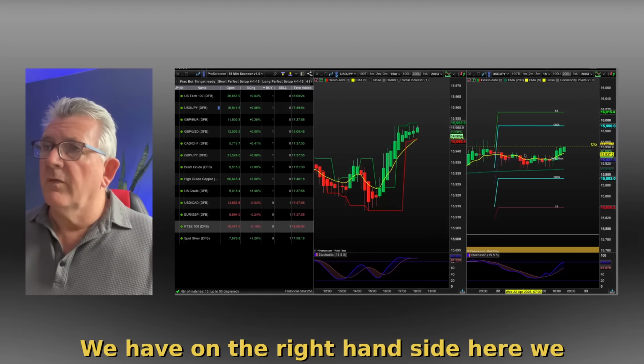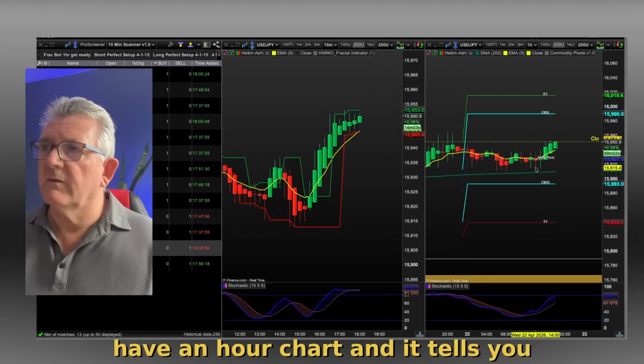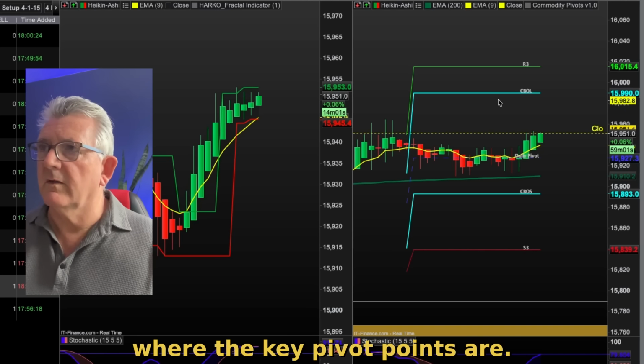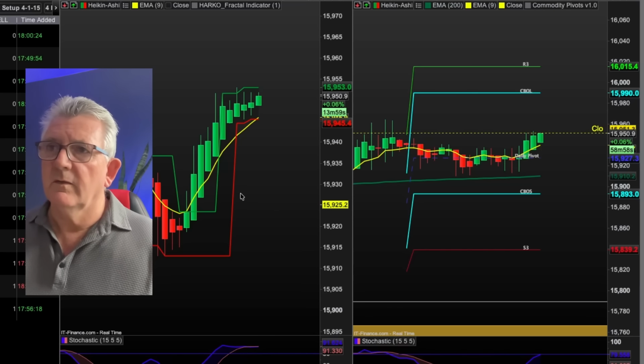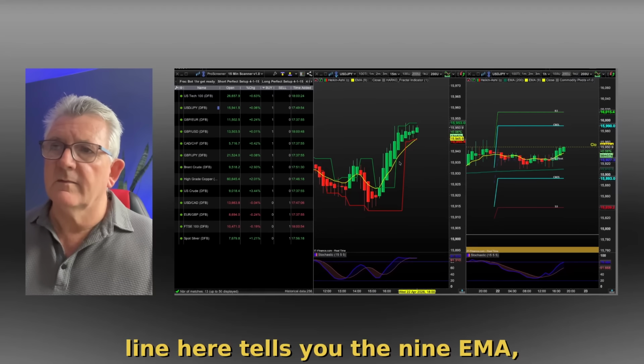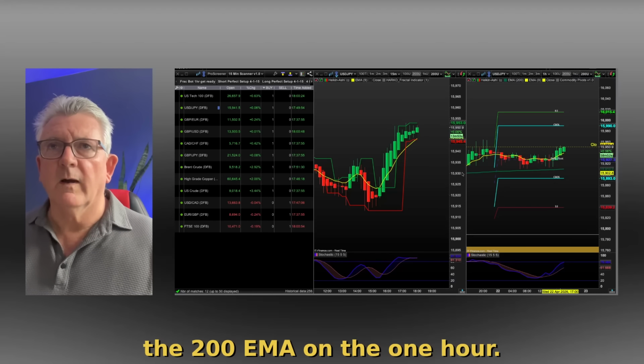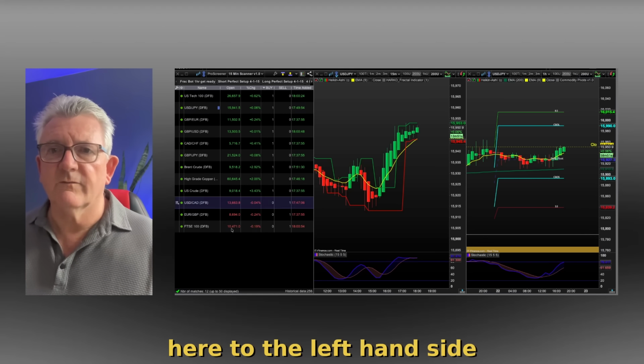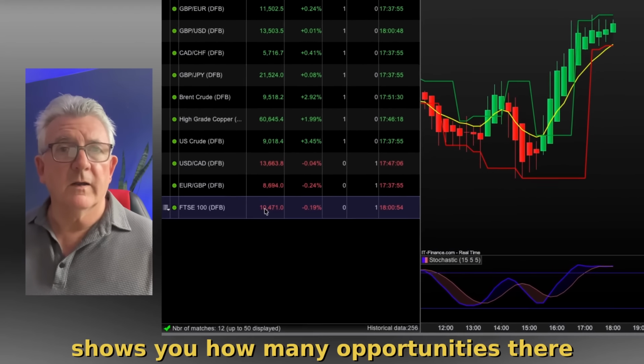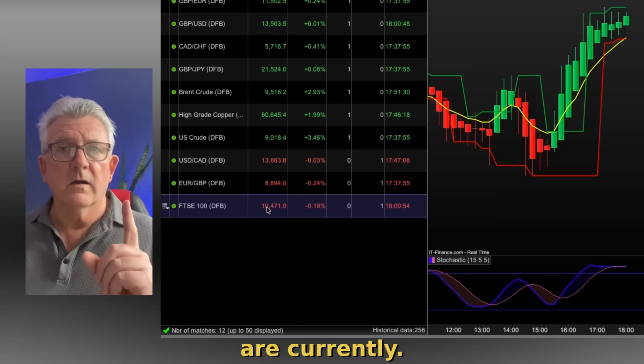On the right hand side here, we have an hour chart, and it tells you where the key pivot points are. The line here tells you the 9 EMA, the 200 EMA on the 1 hour, and this here to the left hand side shows you how many opportunities there are currently.